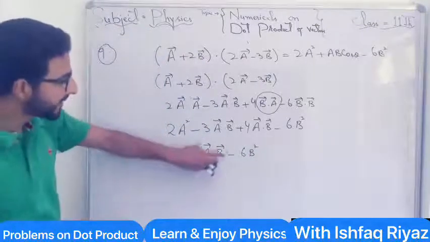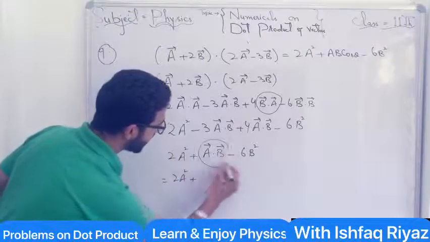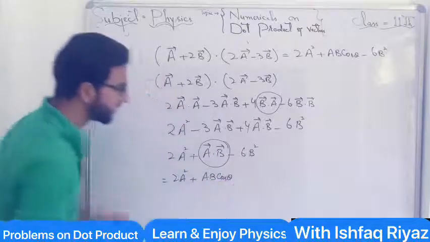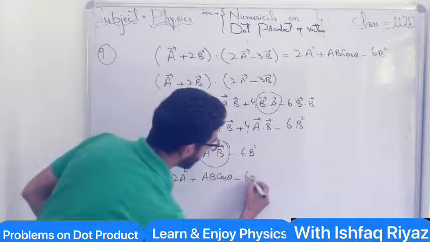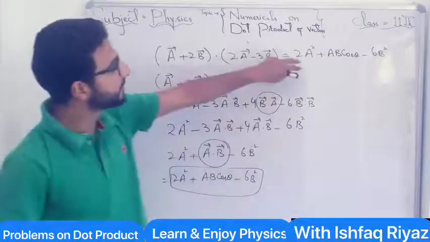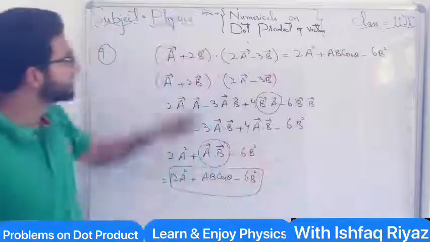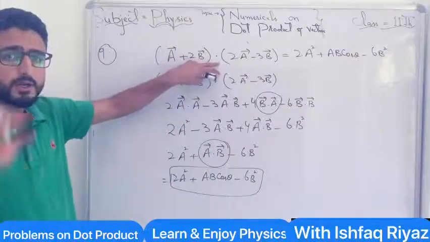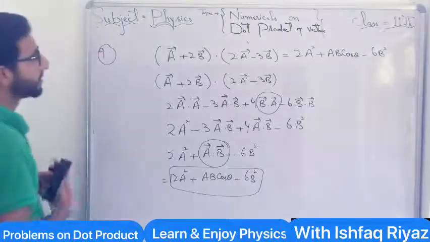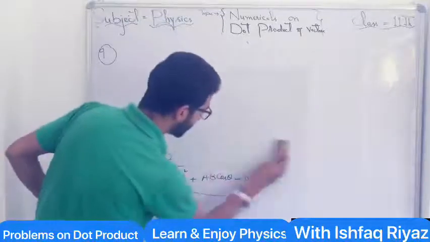Now use the definition of a dot b. So this is 2a square plus a dot b, as per the definition, it is equal to magnitude of a, magnitude of b, and cos of theta. This is minus 6b square. So you can see the RHS of above equation, that is 2a square plus ab cos theta minus 6b square. Simply I used the definition of the dot product, commutative, and the distributive property of the dot product of two vectors. Now let's solve the last question regarding the dot product of two vectors.